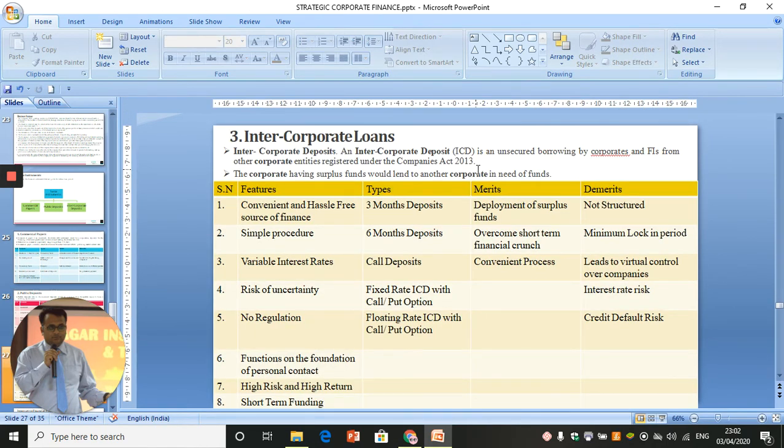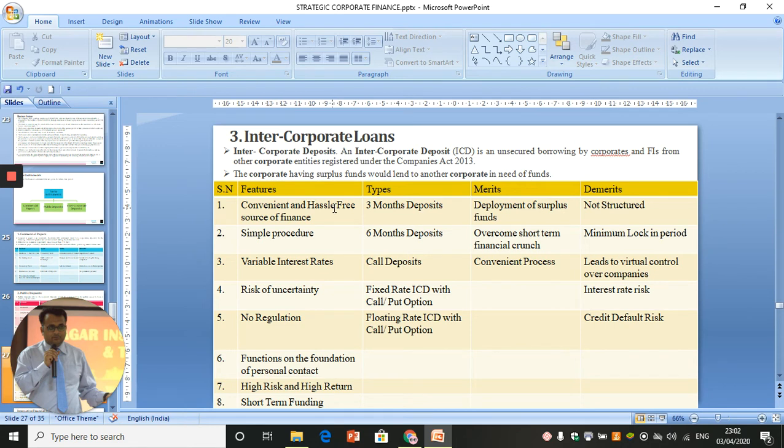Intercorporate deposits: an intercorporate deposit is an unsecured borrowing by the corporate and financial institutions from other corporate entities registered under the Companies Act. So it is company to company deposit loans. A company having surplus funds would lend to another company needing funds.